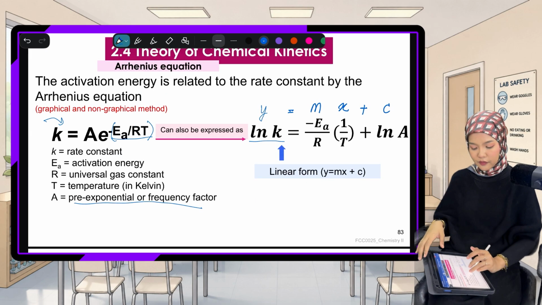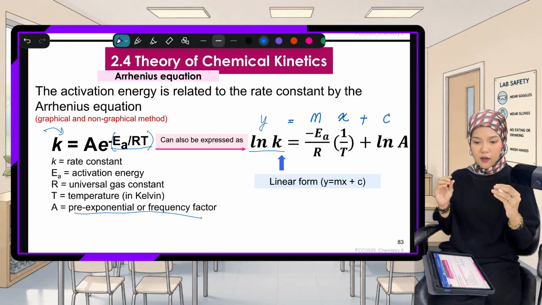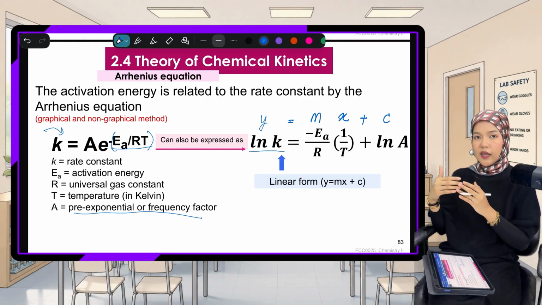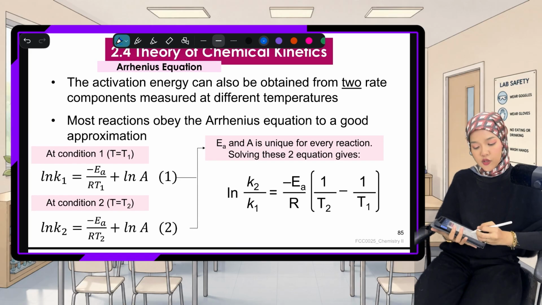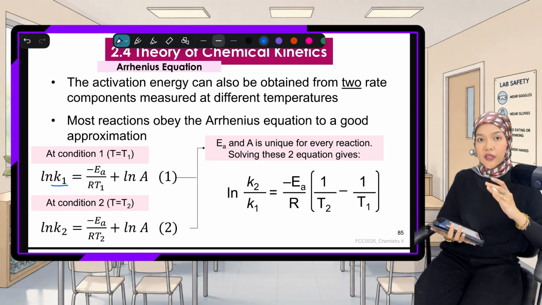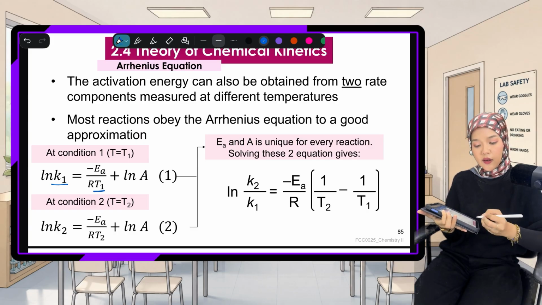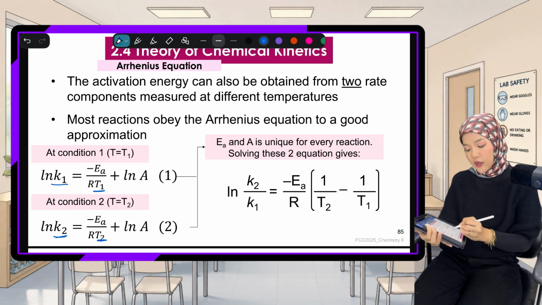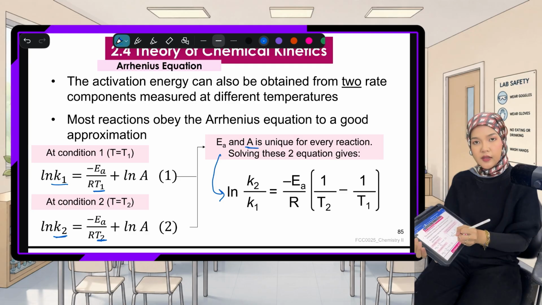So this is if we have one state. At one state, this is how you calculate the rate constant under one temperature. If you have two different conditions, you are going to have different k, because k varies with temperature. So you can have k1 at temperature 1, and at condition number 2, you have k2 and temperature 2. You can equate the equations, and then you will get to this equation.